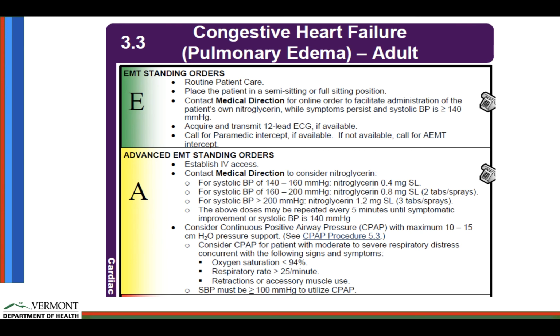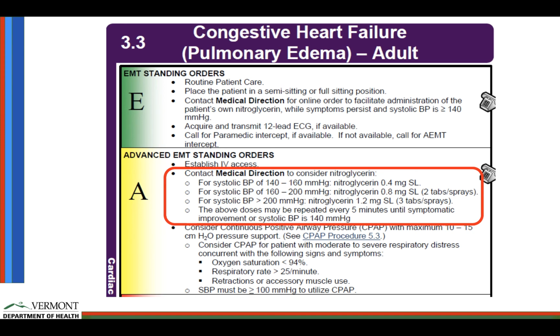Congestive heart failure or pulmonary edema. Dosing instructions titrated according to blood pressure range were added for the AEMT for nitroglycerin administration. Nitroglycerin is the first-line medication for treating an acute CHF exacerbation. It reduces both preload and afterload on the heart, leading to improved cardiac output and less pulmonary resistance. Establish IV access prior to nitroglycerin administration, as it can sometimes cause hypotension that requires treatment with a fluid bolus.